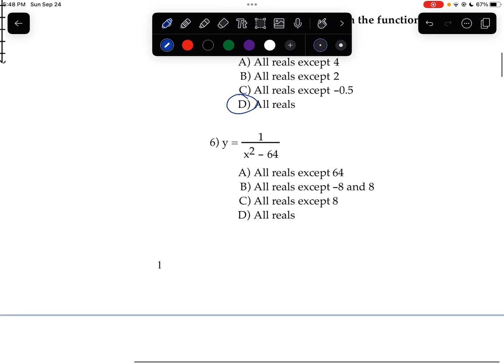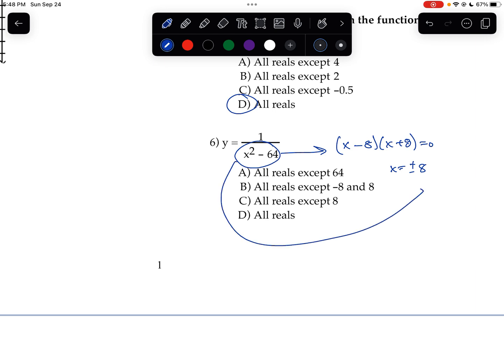For 6, this is a rational function, and if it's a rational function, check the denominator to see if its factors ever equal 0. So x minus 8 and x plus 8 would be the factors here, and they would be equal to 0 when x is equal to plus or minus 8. Okay, so the denominator can equal 0 at those values. So I would say B for number 6. Okay.